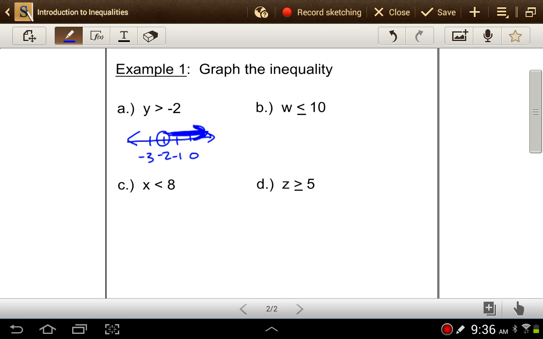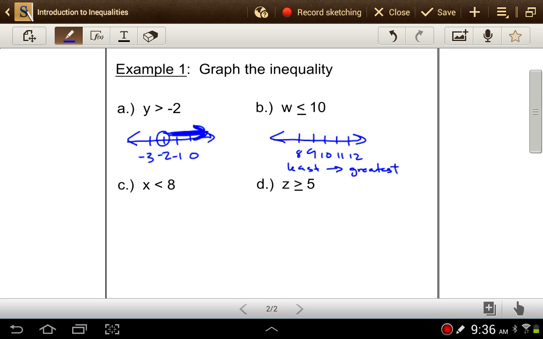Okay. In B, W is less than or equal to 10. Make a graph, put a couple tick marks on there, put 10 on there, and then shade in. So it'll be 8, 9, 10, 11, 12. Make sure you have them in order from least to greatest. That's how we do a number line.